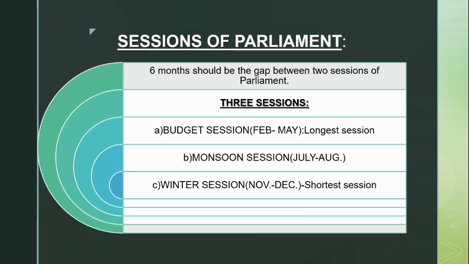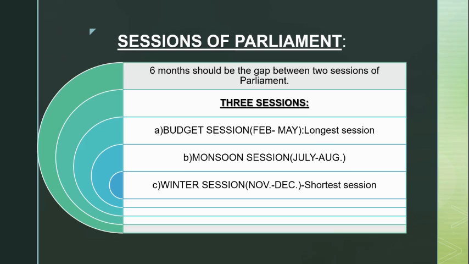The next point which we are going to discuss is the sessions of Parliament. The session is the period during which the houses of the Parliament meets to conduct its business. It begins with the consent of the President. The Parliament generally meets in 3 sessions in a year, which are Budget, which held from February to May, and it is the longest session. The next one is Monsoon, which held from July to August, and the last one is Winter, which held from November to December, and it is the shortest session.